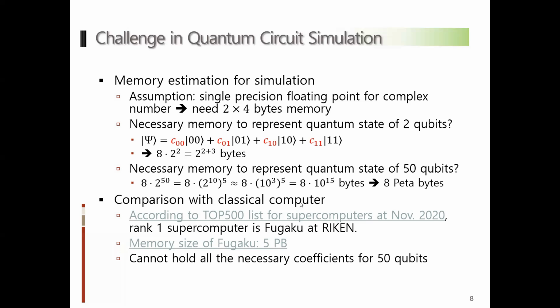If you remember, the memory in your typical laptop or desktop is on the order of just gigabytes, maybe 4 gigabytes or 16 gigabytes. So that means we can only store about 30 qubits. That's the reason why many quantum simulators support only up to about 30 qubits. And to support up to 50 qubits, we really need a high performance computer like a supercomputer.